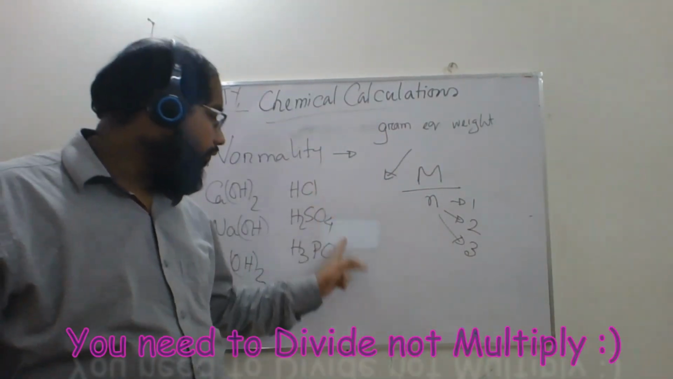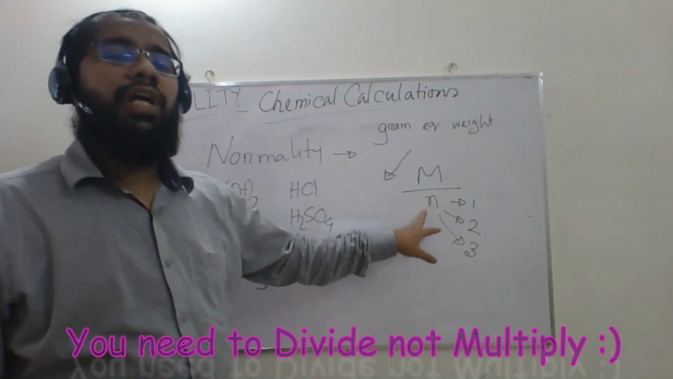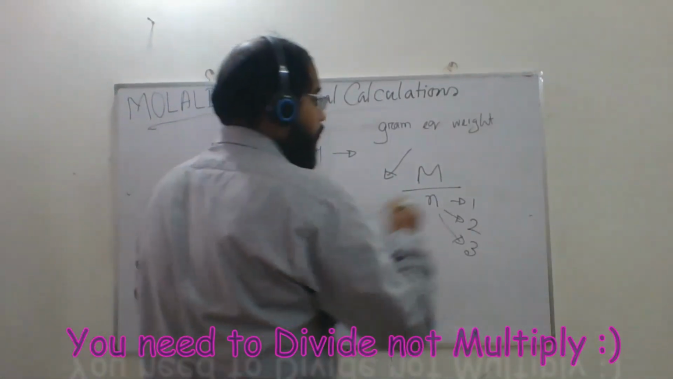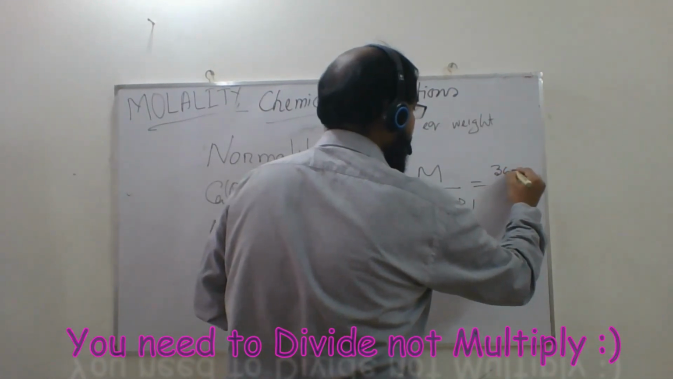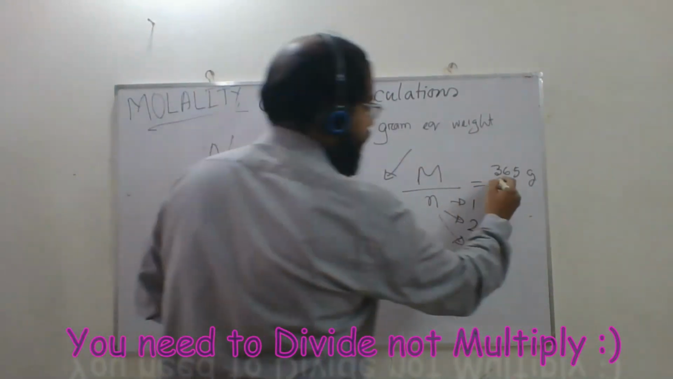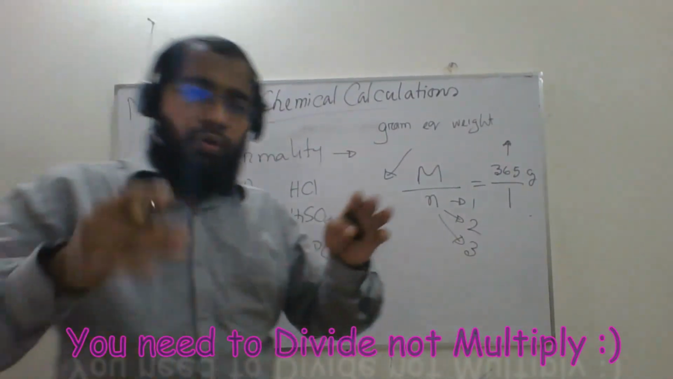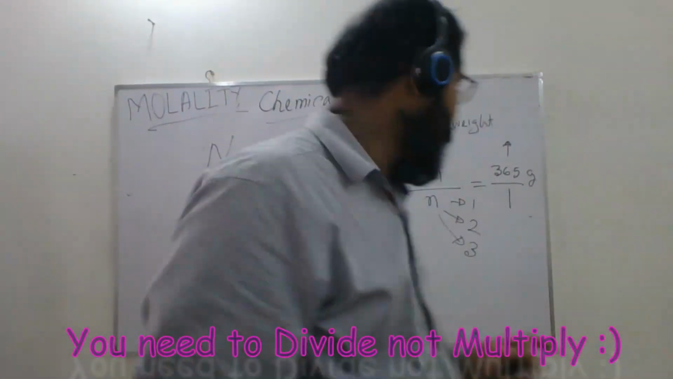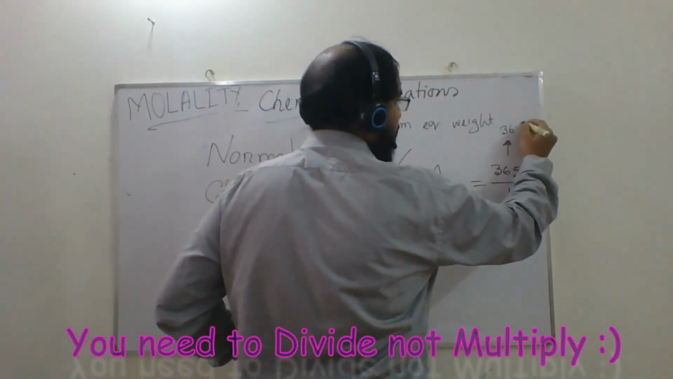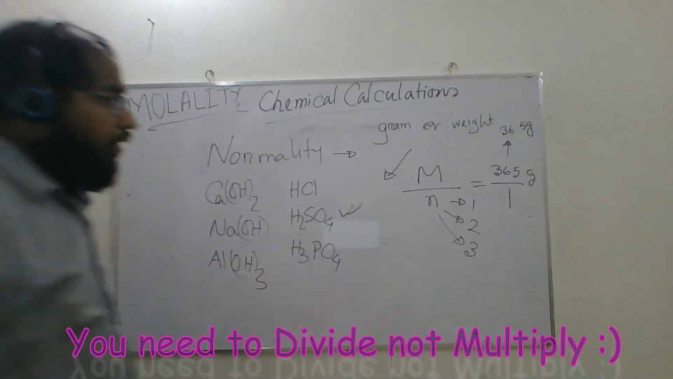That means we need to divide the molar mass of this thing by the number of hydroxyl or hydrogen ions present here. Suppose we consider hydrochloric acid, the molar mass of hydrochloric acid is 36.5 gram. So the gram equivalent weight of hydrochloric acid will be divided by 1. That means if there is 1, then there is no difference between molarity and normality. It is the same. So it is 36.5 gram.